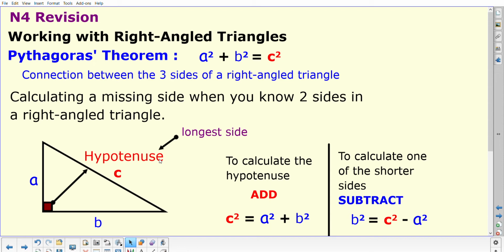So there are two kinds of calculations that you do with Pythagoras. Sometimes you'll do an add, sometimes you'll do a subtract, depending on what it is you're trying to work out. If you are trying to calculate the longest side, the hypotenuse, then you will be carrying out an addition, where you add the squares of the two sides that you already know. If you're trying to calculate one of the shorter sides, then you will be subtracting, starting with the hypotenuse squared, take away the other side squared. So that's what using Pythagoras is about, and that works in right-angled triangles.